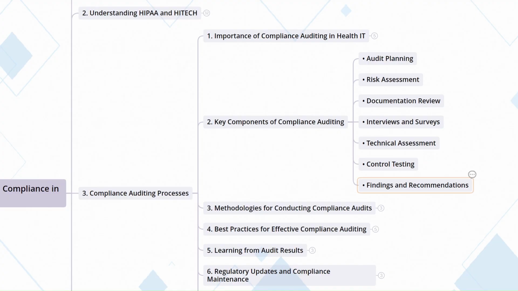Next, findings and recommendations. Upon completion of the audit, auditors compile findings that document compliance levels, identified gaps, and areas for improvement. They provide actionable recommendations to enhance compliance practices.